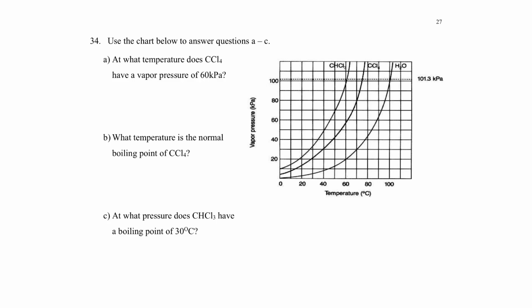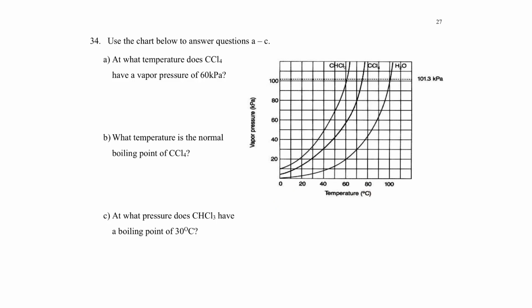Quick word about the axes. Up the side we have vapor pressure, which again is the pressure of a gas over a liquid. So the more a liquid evaporates, the higher the vapor pressure will be. And then we have temperature across the x-axis there. So part A says, at what temperature does CCl4 have a vapor pressure of 60 kPa? So we're really just reading the graph at this point.